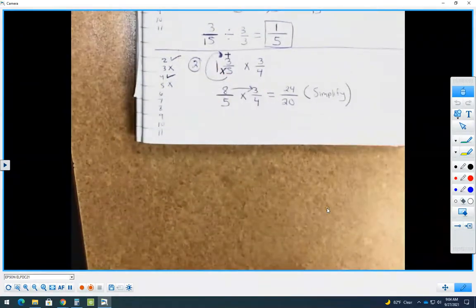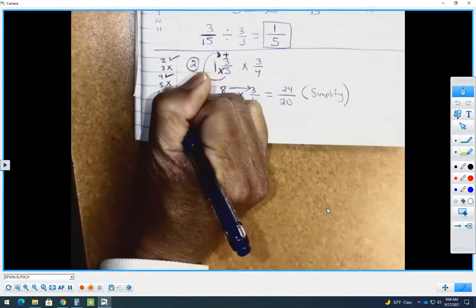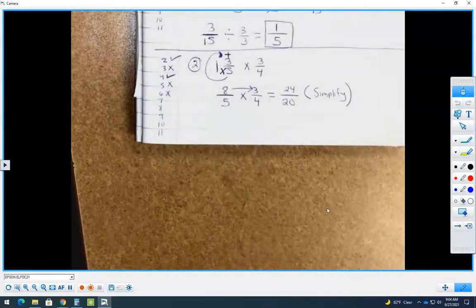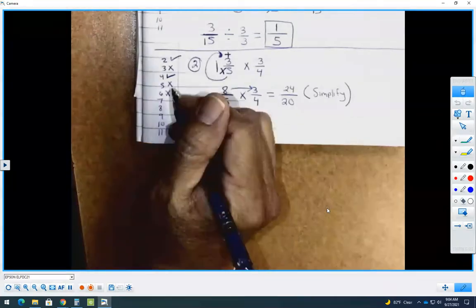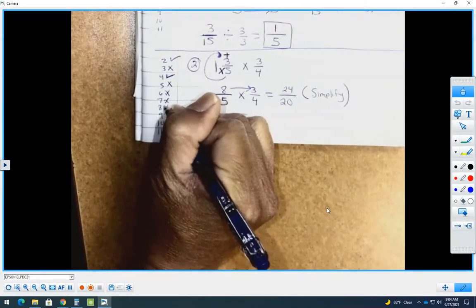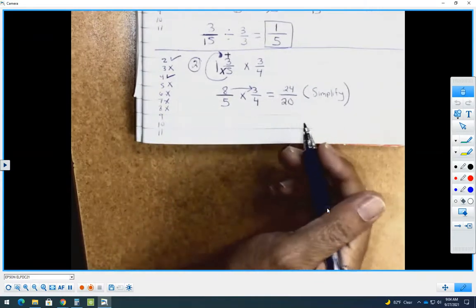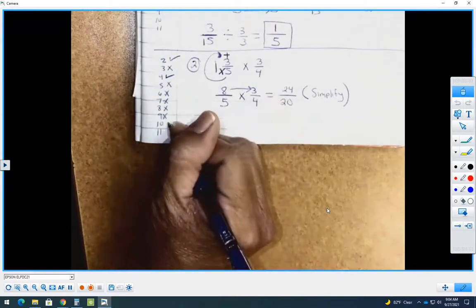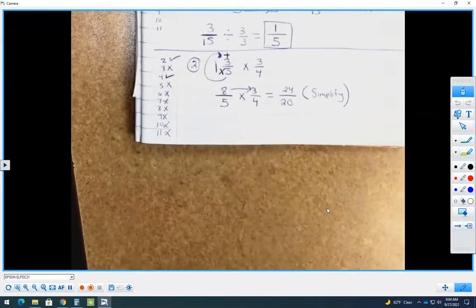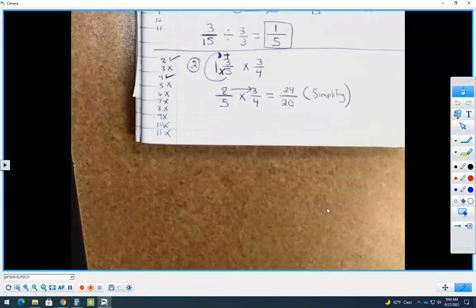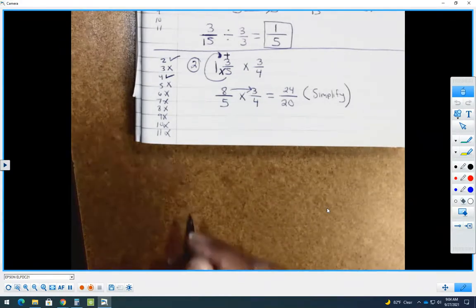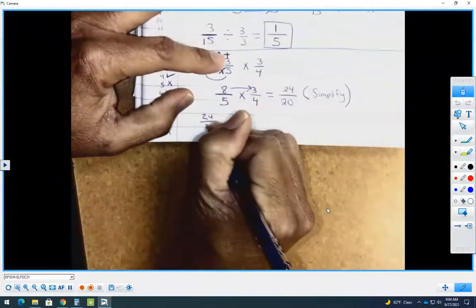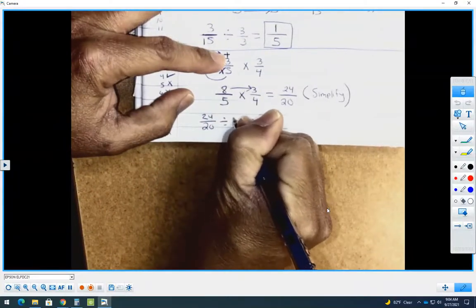How about 6? Yes with 24, but not with both. Remember, we're trying to find a common factor for both of them, right? How about 7? No. 8? Only with 24, but not with 20. 9? No. 10? Only with 20, but not with 24. 11? No. So we have two choices. We have either 2 or 4. We want to use the GCF, the greatest common factor, which in this case is 4. So I'm going to simplify with 4. 24 and 20 divided by 4.